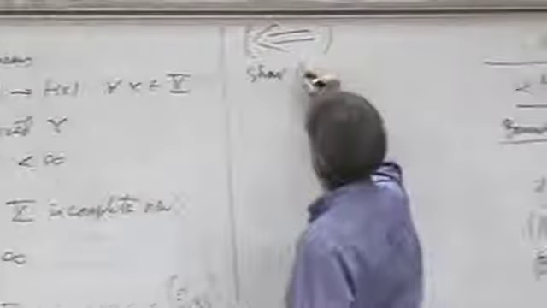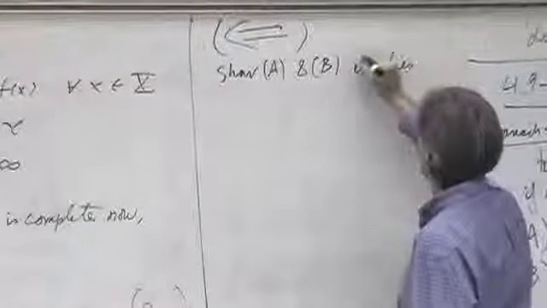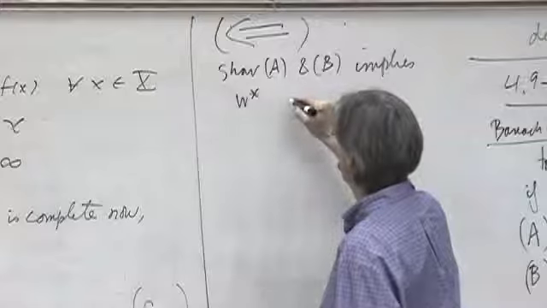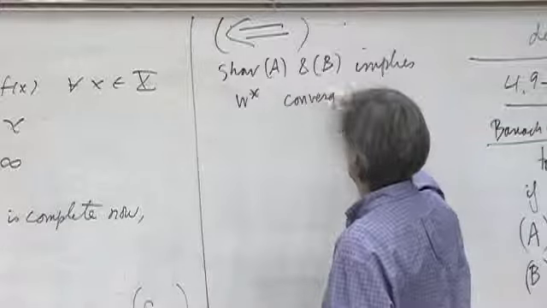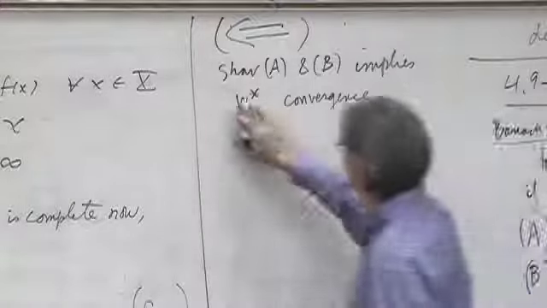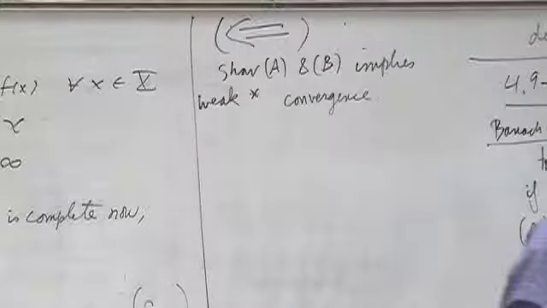Now let's show the sufficiency. Let's take the reverse implication now and show A and B implies weak star convergence. Sometimes just call it W star convergence. I'll put weak star because you can't call it weak convergence, because we already talked about weak convergence, so we'll call it weak star. It's easier than writing weak prime convergence, I guess.